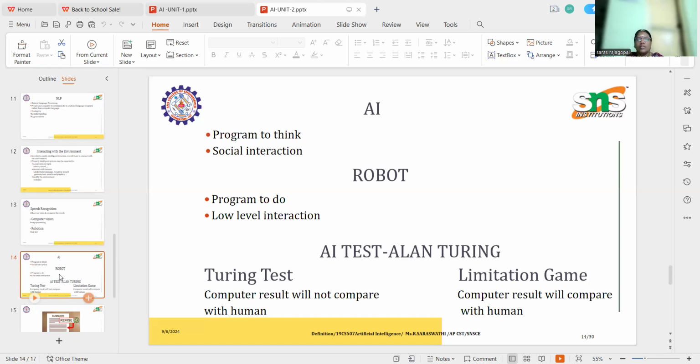AI test, Alan Turing. In the Turing test, the computer's result is not compared with the human. In the imitation game, the computer's result is compared with the human. This is the main difference between the Turing test and the imitation game. These are the introduction to AI. In AI, there are NLP, robotics, searching algorithms, game playing, etc. Thank you.